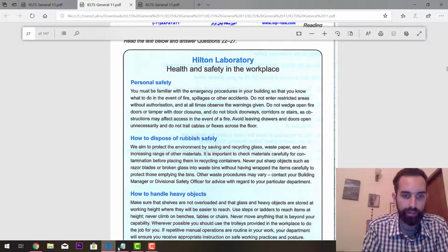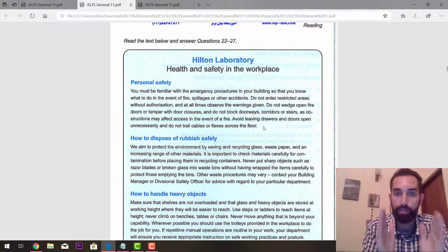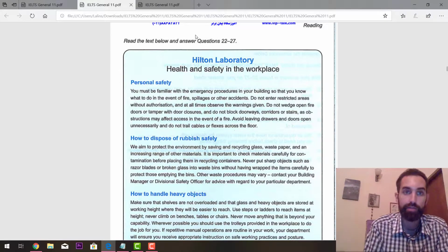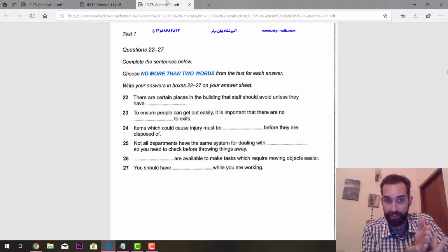So now that is 23. 23 is obstructions, because you don't want doorways to be blocked in the case of fire. That's what they're talking about. So obstructions is when something is blocked. It's been obstructed. Okay?